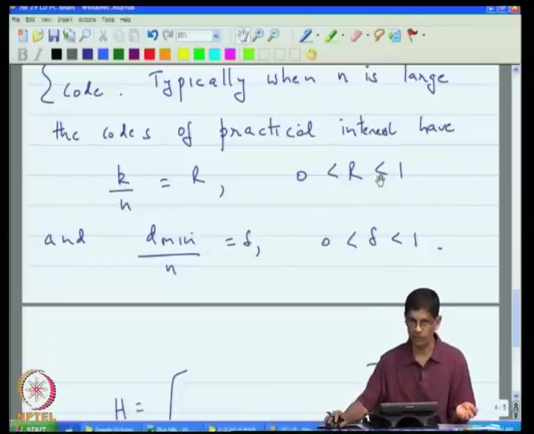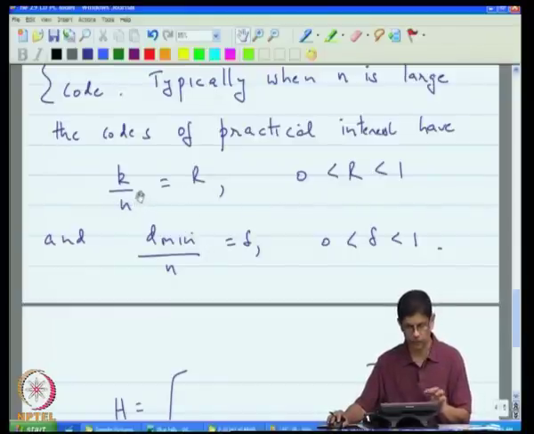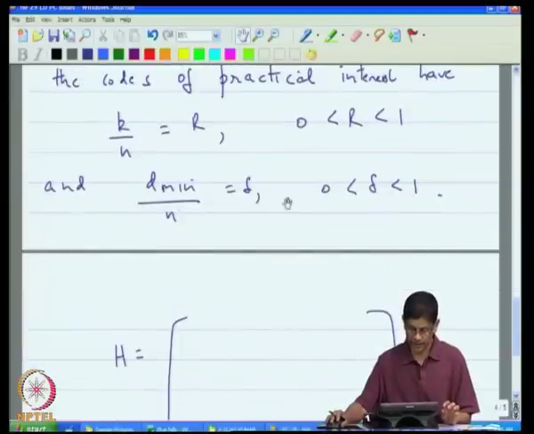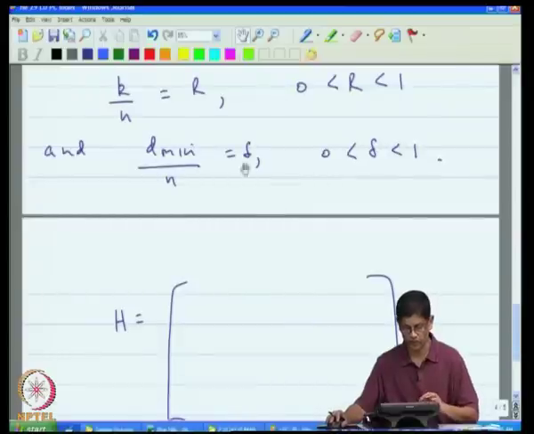Often r is half, for example, or r is 1/3 or 1/4. So, what that means is that as n tends to infinity, so does k, and the same goes with the minimum distance. You would typically like your minimum distance to also grow fractionally, although this fraction could be much smaller.